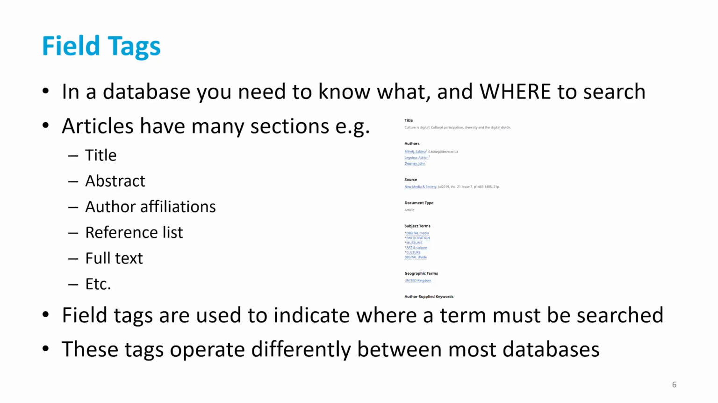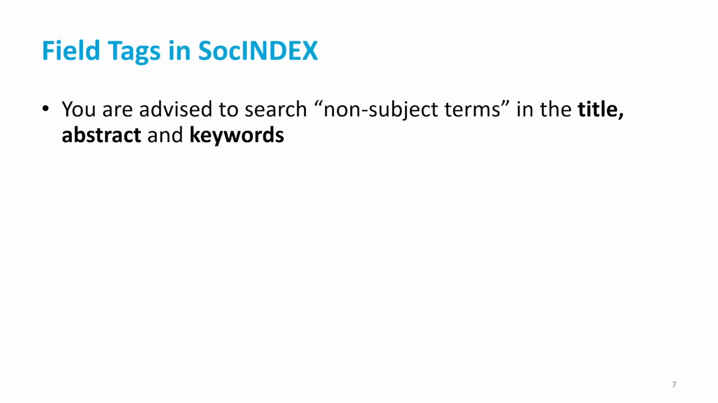Those indicate where a term must be searched, and a lot of these tags operate differently between most databases, so you have to be aware of how these work for each database that you're searching in. In the case of SocINDEX, we always advise for any database to search non-subject terms, so all of the free text terms, in the title, the abstract, and the keywords. So this is true for all of the databases that you search in. That is what we recommend. In SocINDEX, these are indicated by TI, AB, and KW respectively.